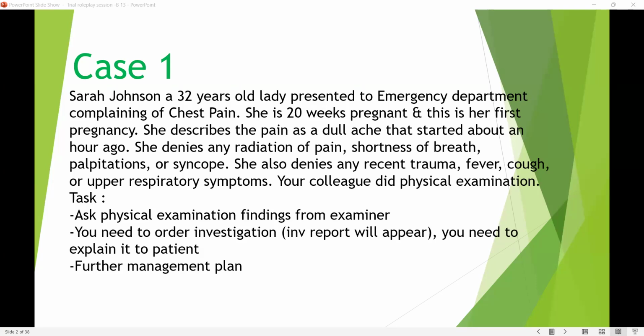So Sarah, thank you for waiting for me. After this physical examination and investigation findings, I would like to inform you about this echo report. I will draw a picture for you. Our heart has two chambers above and two chambers below. The ones above are called atria and the ones below are called ventricles. This mitral valve is between the left atrium and the left ventricle.